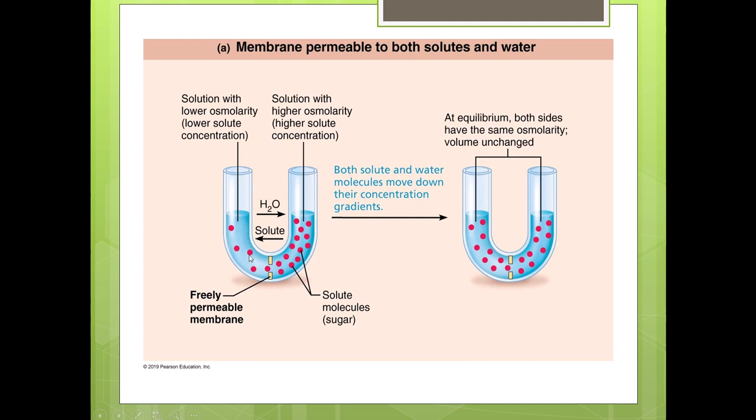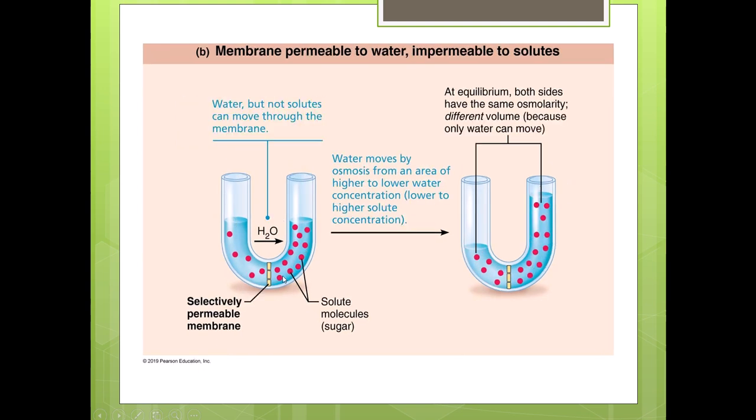Let's look at this. If you have a selectively permeable membrane, when you have a solute that has a higher concentration on one side than it does on the other side of that membrane, then the solute will move down the concentration gradient until an equilibrium has been achieved, the same concentration on each side of the membrane.